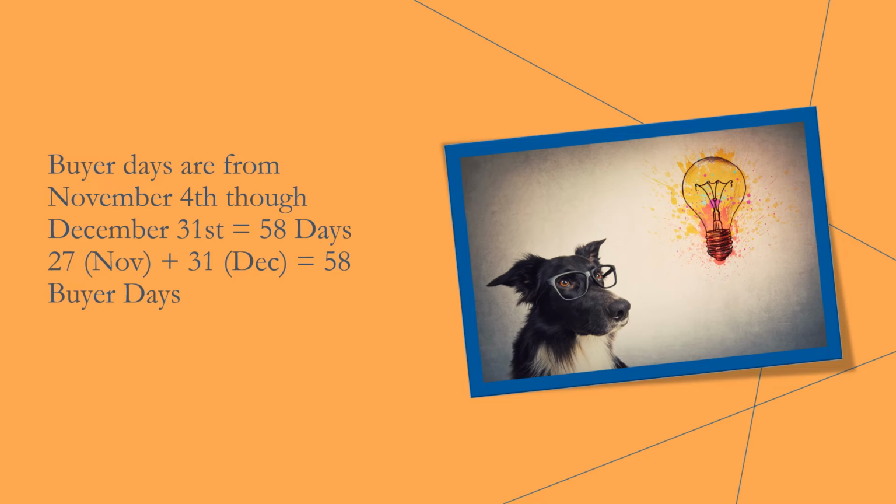To solve this problem, we want to calculate our buyer days, which in this case will be from the day of closing, which is November 4th, through December 31st, because we are working with an annual period, so it's going to go through the end of the year. When you do the count between November 4th through December 31st, you'll find that there are 58 days. 27 days in November plus 31 days in December equal 58 buyer days.